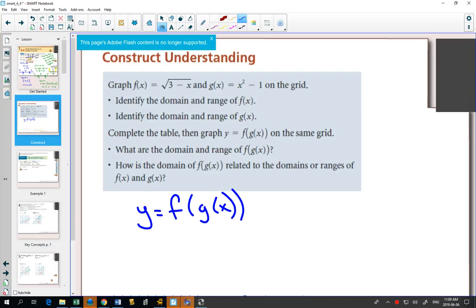It says whatever you plug in gets squared and you minus 1. So if you plugged in 3, 3 would get squared and you'd minus 1. If you plug in x, x would get squared, and you would minus 1.